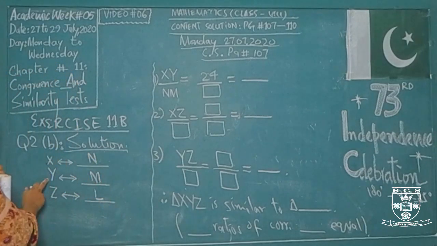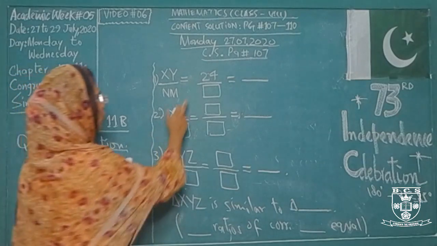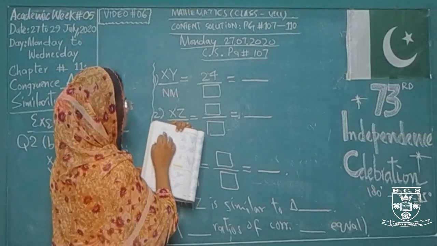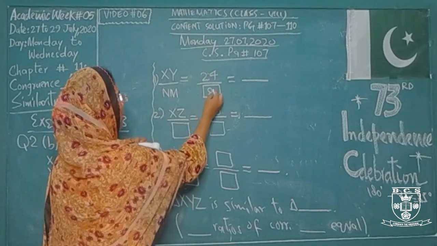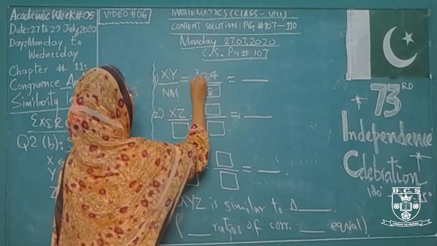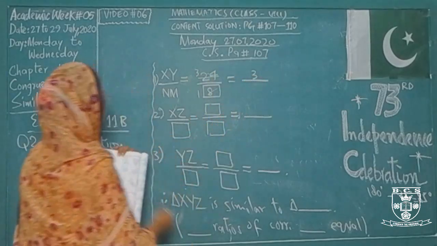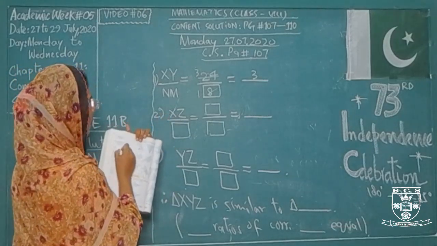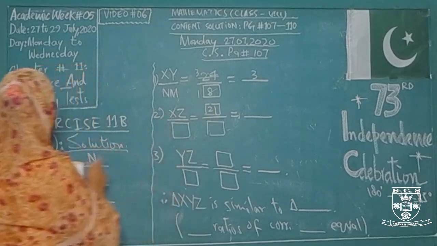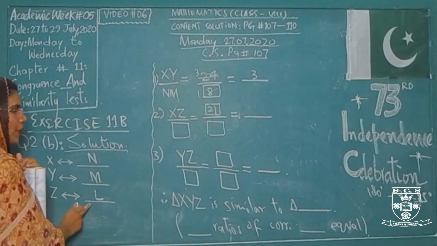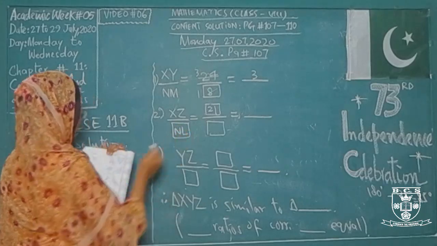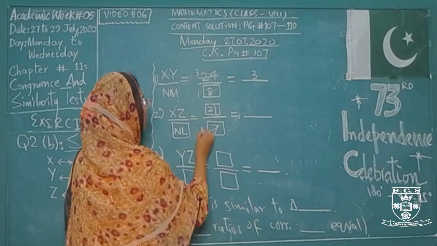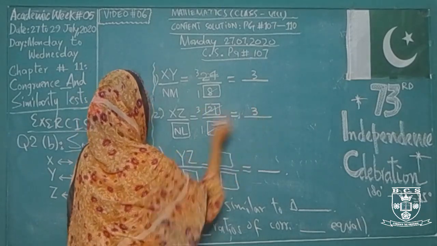Now XY divided by NM is equal to 24. The side given, XY, is 24 centimeters. Side NM is given as 8 centimeters. So 8 ones are 8, 8 threes are 24. This is equal to 3. Now the next side is XZ. Side XZ is 21. X corresponds to N and Z corresponds to L, so this is NL. And NL is equal to 7 centimeters. Again, 7 ones are 7, 7 threes are 21. So this equals 3.